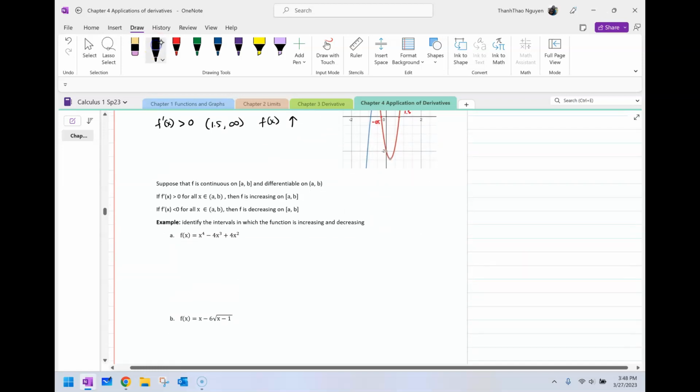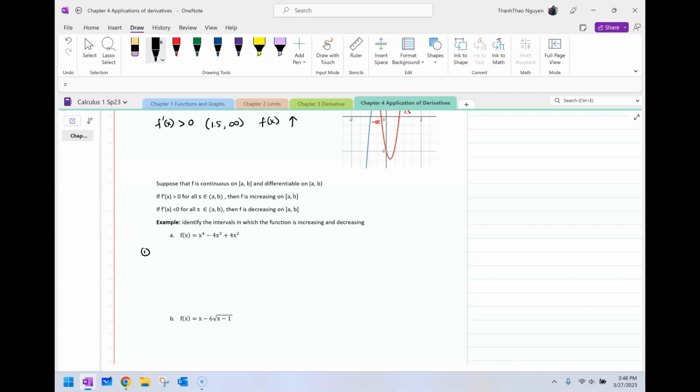So again, our first step is to find a critical value. So we want to find x such that f prime of x is equal to 0. So f prime of x equals 4x to the third minus 12x squared plus 8x. So f prime of x equal to 0.